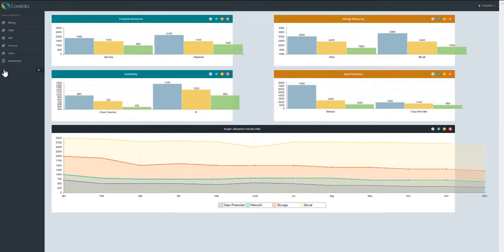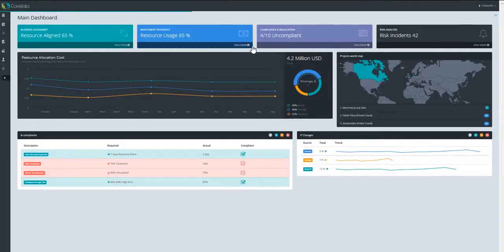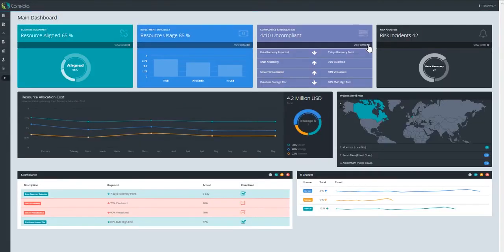In the compliance and regulation section, we check business metrics and determine whether they're compliant or not. The customer would provide key indicators in their infrastructure environment, and Correlata identifies whether they're compliant according to these requirements.